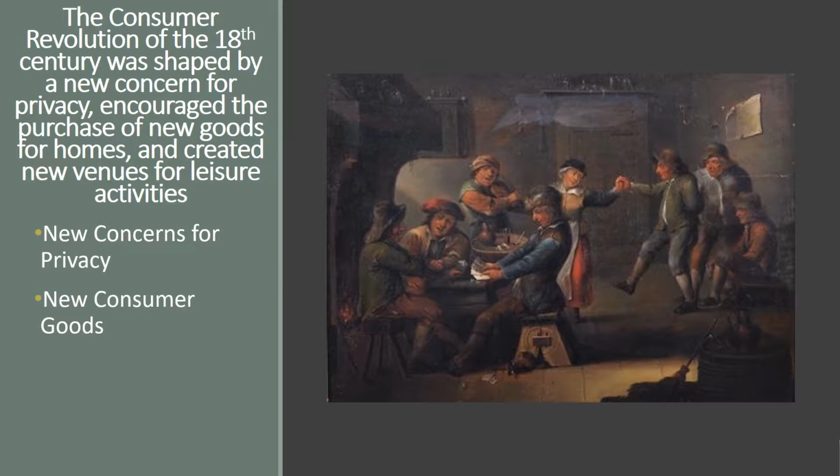Probably the most important were textiles. Cottons, linens for home decor as well emerged from the textile industry. Porcelain dishes came into play during this time period. In general, the middle and upper classes just had more goods to buy. And then finally, new leisure venues.